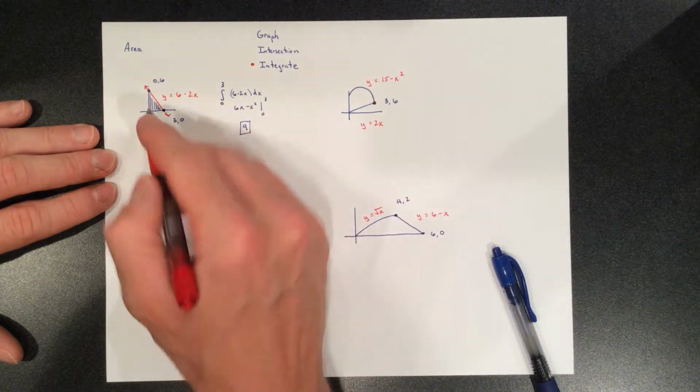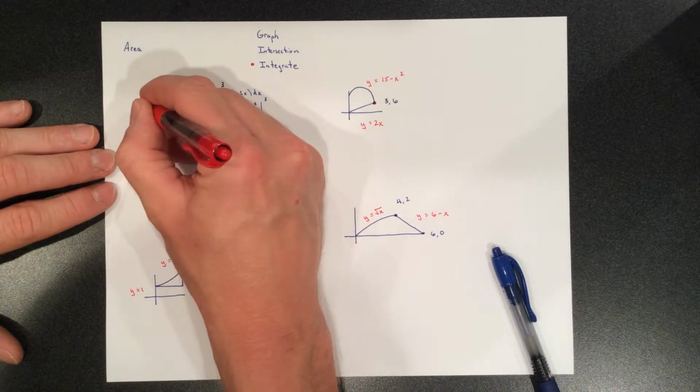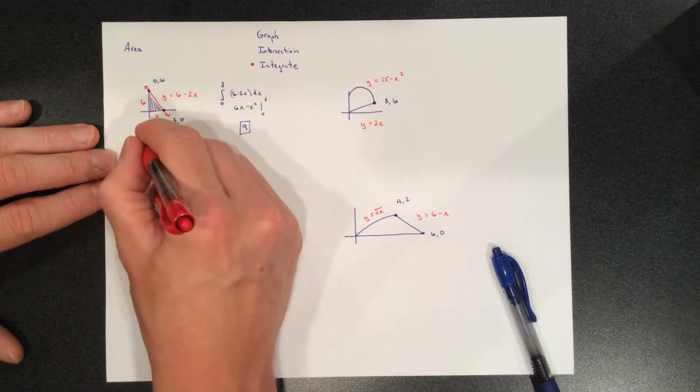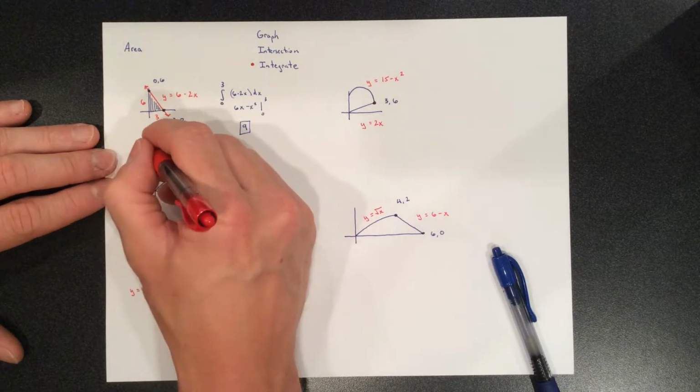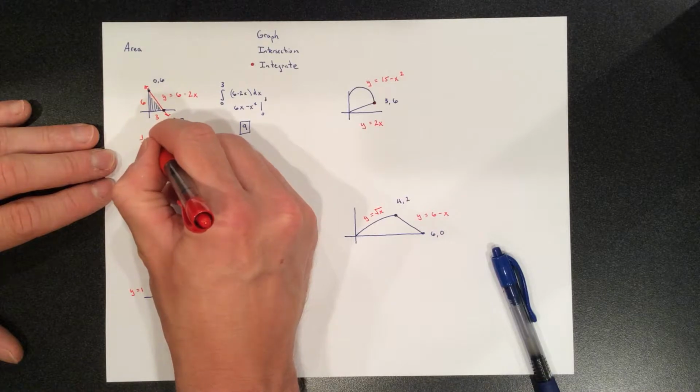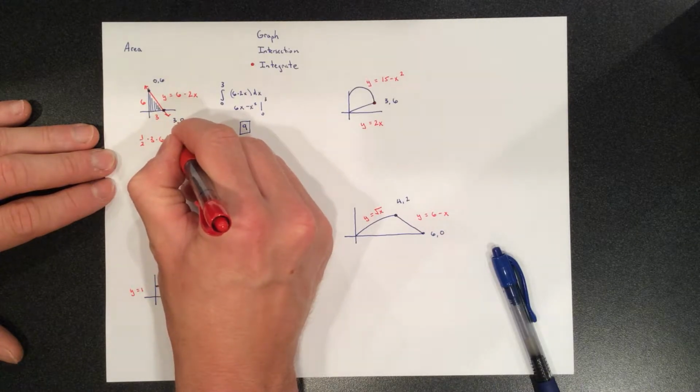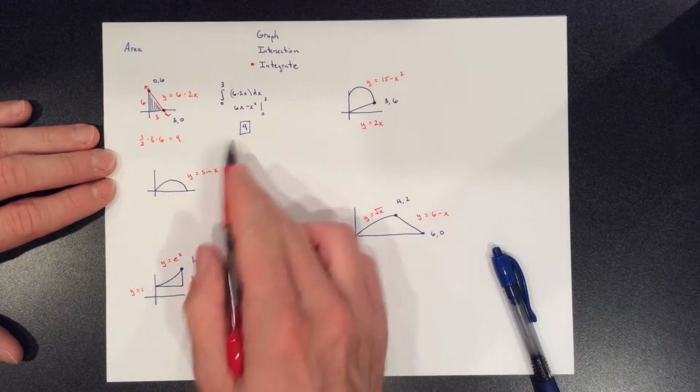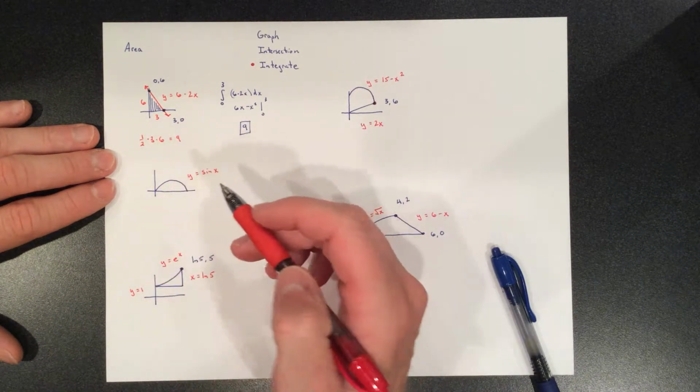We can check this with geometry. Using geometry, we know that this is 3, and this is 6, and the area of any triangle is 1/2 base times height, which also produces 9. Again, we've checked our calculus with what we know from geometry.